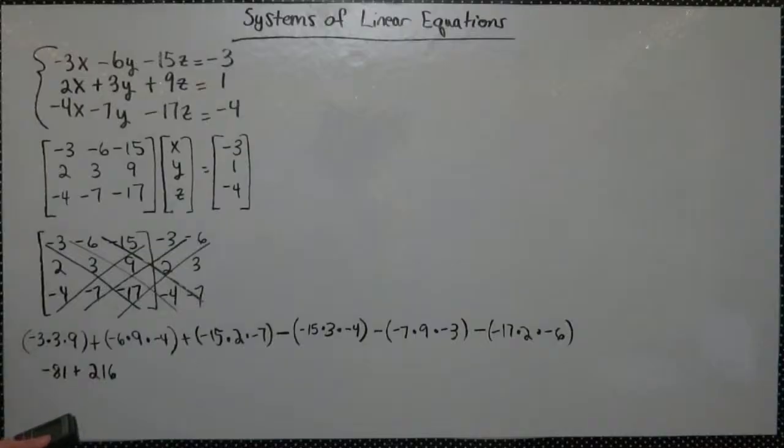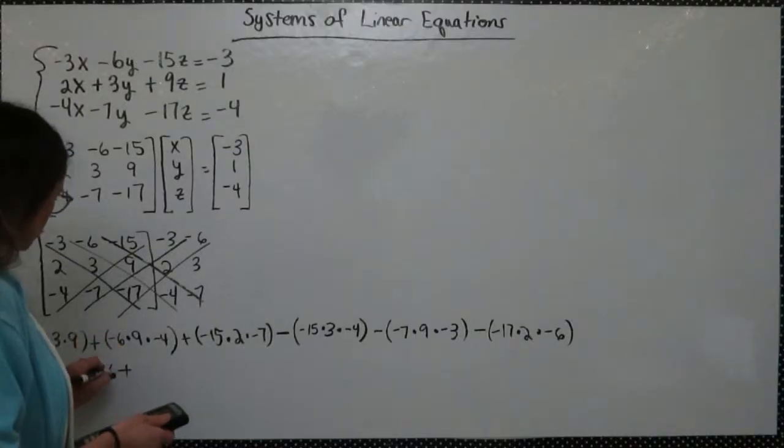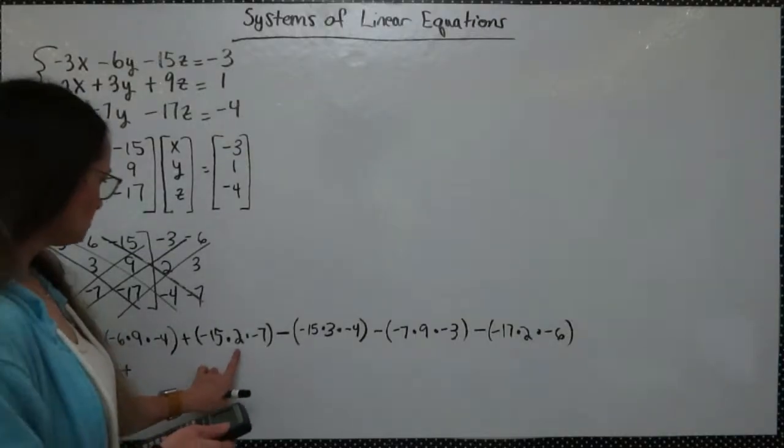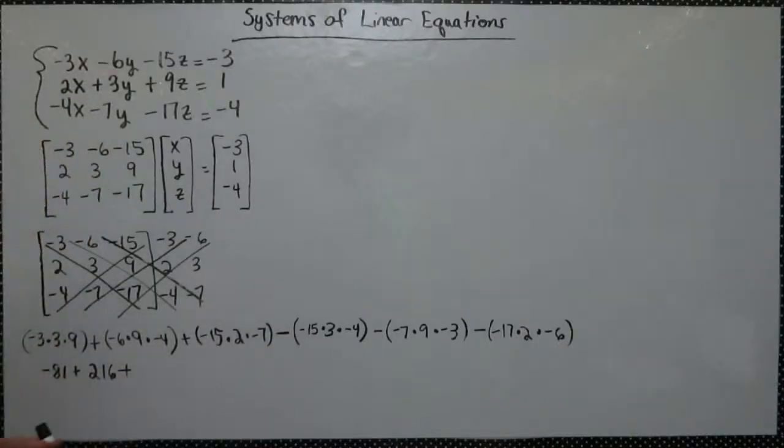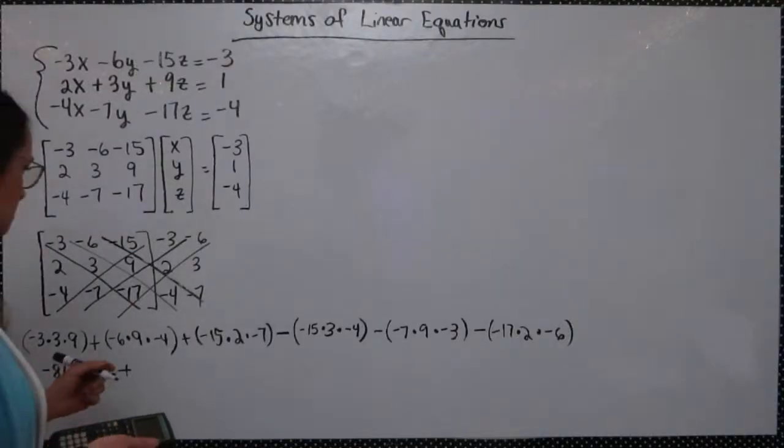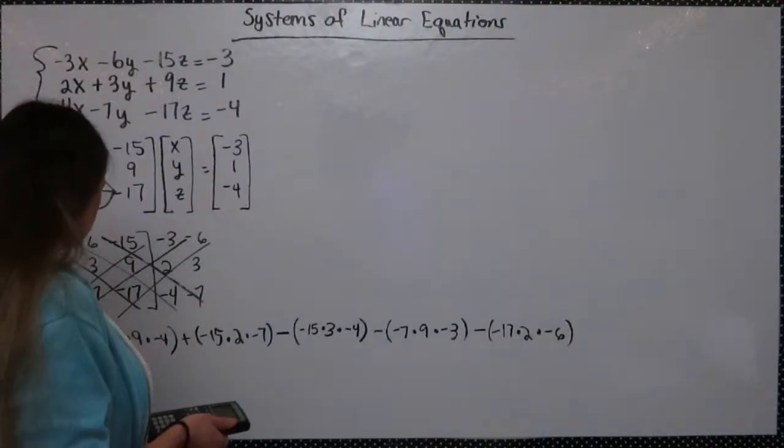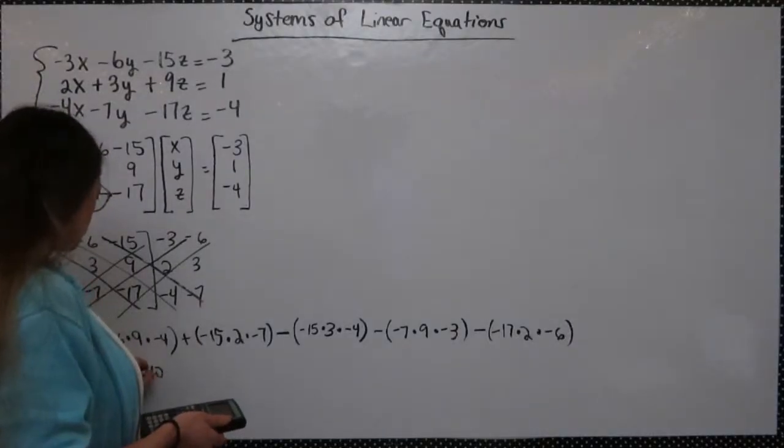So we've got plus 216. 2 negatives make a positive. So, and then we've got plus 15 times 2 is 30 times 7. Let's see. 3 times 7 is 21. So is that 210? Let's go ahead and do it in the calculator just in case. Perfect. 210. 2 negatives make a positive. So we're good there. Positive 210.